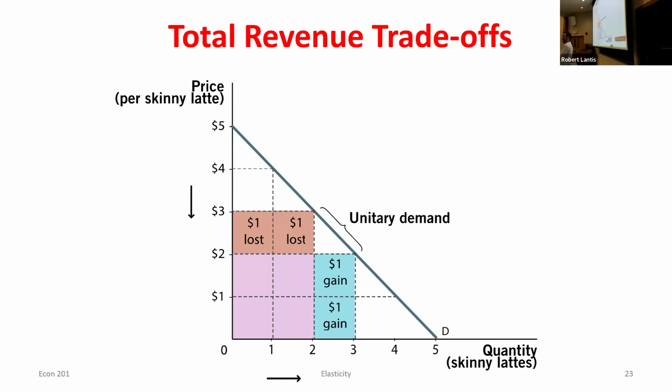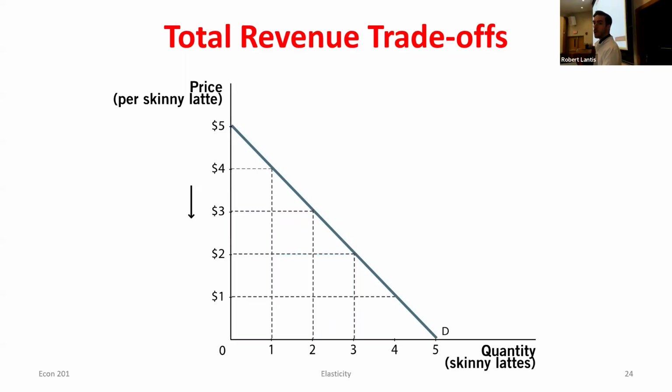If those exactly offset each other, I've got unit elastic demand. Now, if I continue to lower the price, below $2 here, what portion of the demand curve am I going to be on? As we move down the demand curve, it becomes more and more inelastic. So past that unit elastic point, I now know I'm on the inelastic portion.